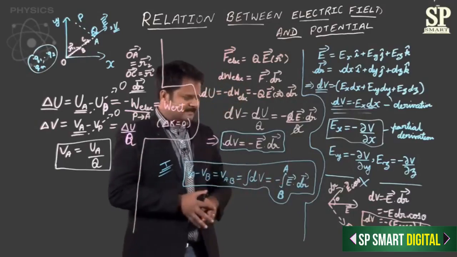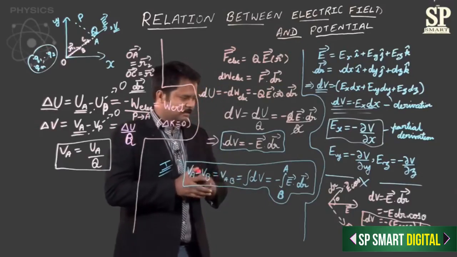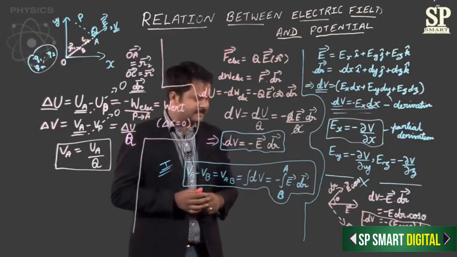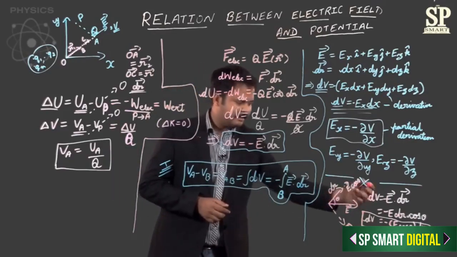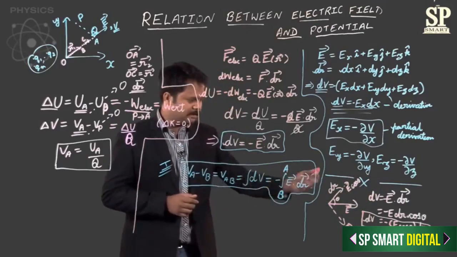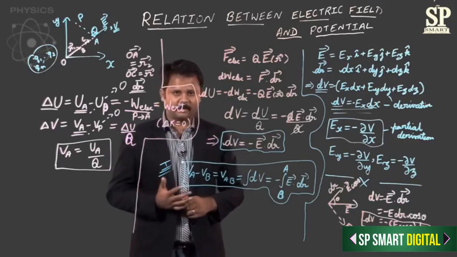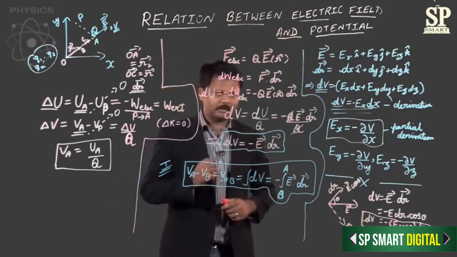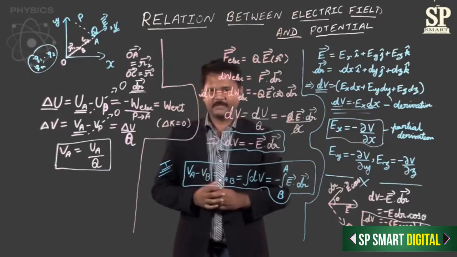So on the basis of this concept, I will repeat this concept again. It says that if we move in the direction of electric field, there is some potential difference. It is given by this formula: dV is minus E cos theta, meaning the component in the direction of displacement, times dr. However, if we move in the direction perpendicular, there is no potential difference. On the basis of this conclusion, we can draw this concept of equipotential surfaces.